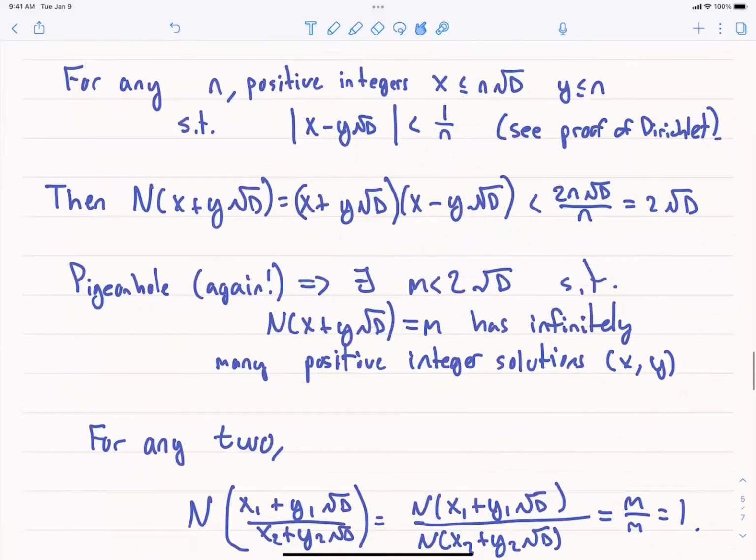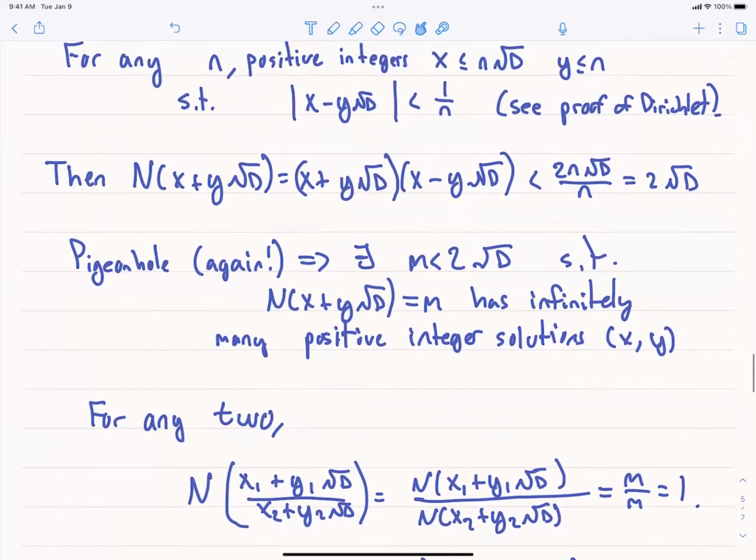Okay, and this helps because what I want is one with norm 1. That's what I'm trying to find: x and y with norm 1, because that gives me a solution of Pell's equation. But I didn't quite get there. I just found infinitely many different ones of small norm. But in particular, if I take two of those and compute the norm of their quotient, well, norms multiply, so I just get m over m, and so I get 1.